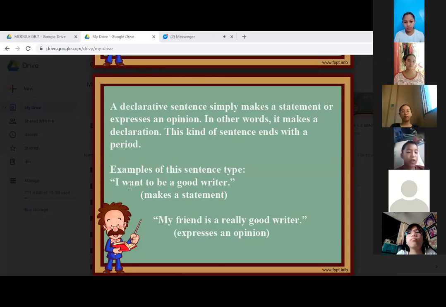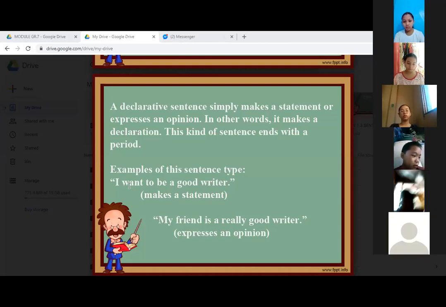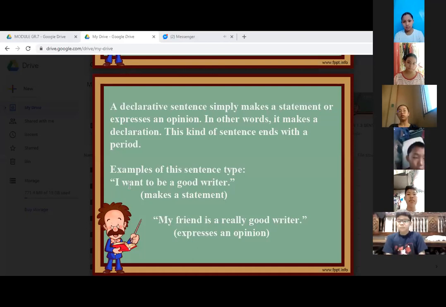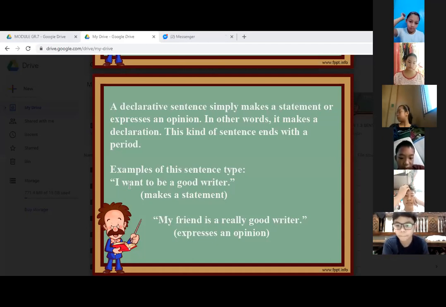Next one, we have expresses an opinion. For example, my friend is really a good writer. So for you, your friend is a good writer. So you're expressing an opinion. Are you questioning yourself? Okay, so not. So basically, it is a declarative sentence. Kumbaga sa Tagalog, share mo lang. Kapag yung mga sarili mong opinion sa buhay, it is just a declarative sentence. May mahirap ba doon?